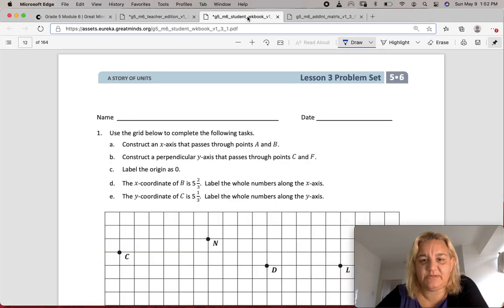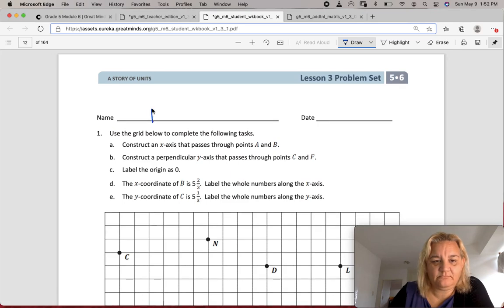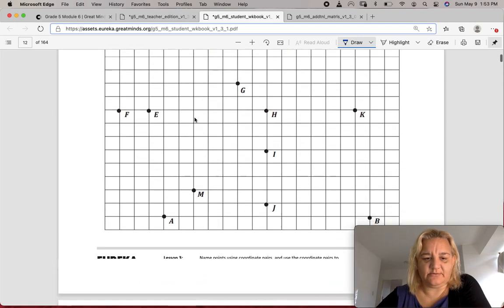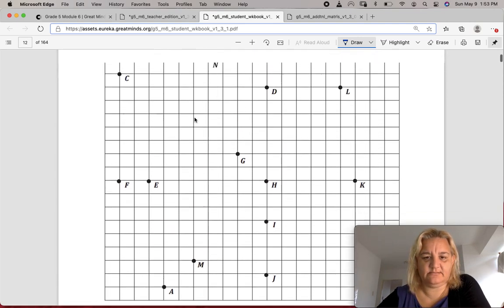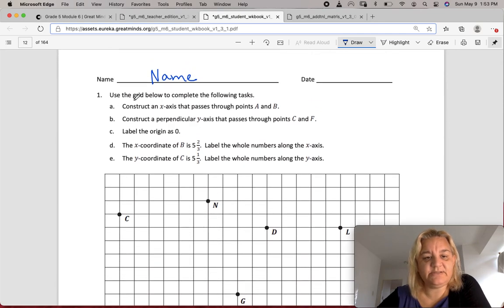Please go to your Learn pages, write your name. And number 1, we're going to go right to our grid. Okay, so here's our grid, and there's no numbers there, so let's see what's going to happen here. Use the grid below to complete the following tasks.